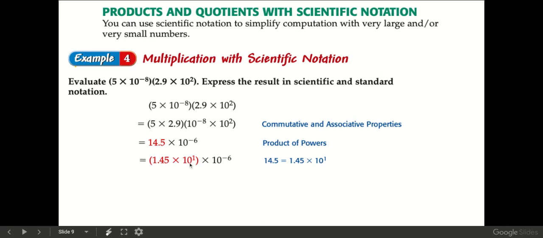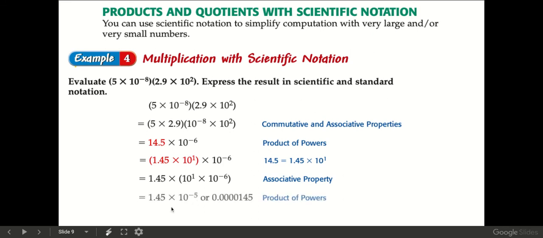Now, again, I can use my associative property to regroup this. The factors of 10 are multiplying, so 10 to the first power times 10 to the negative sixth power. I can use my product of powers rule, and since they both have a base of 10, I can add their exponents. 1 plus negative 6 is negative 5. So it gives me 1.45 times 10 to the negative fifth power.